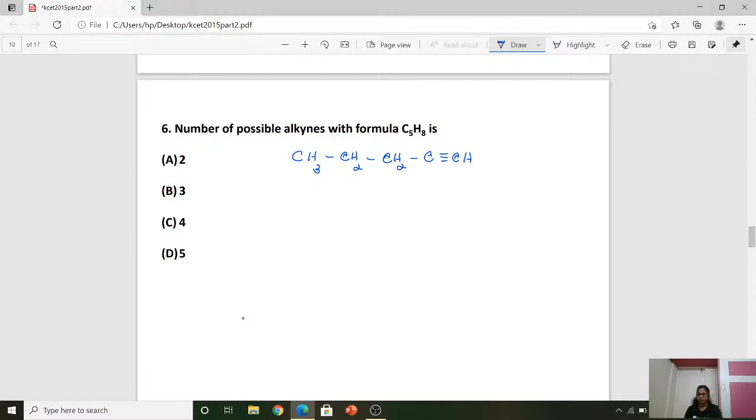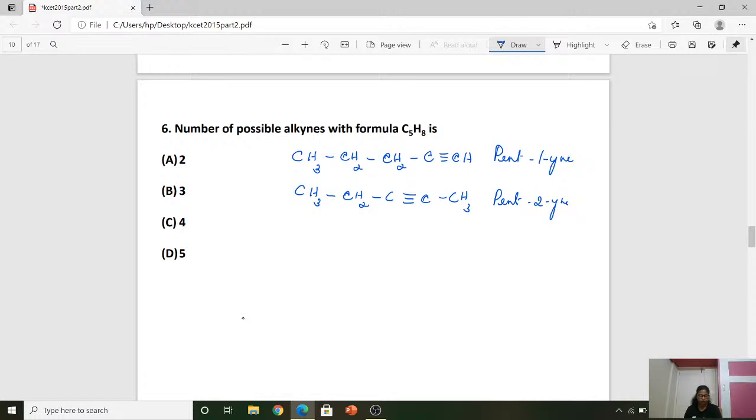Now what you can do is you have to just shift the triple bond and write it. Now we will shift one more. CH3, CH2. If I am shifting the triple bond here, both carbons will be single bonded. So I will write here CH3. So this is pent-2-yne.